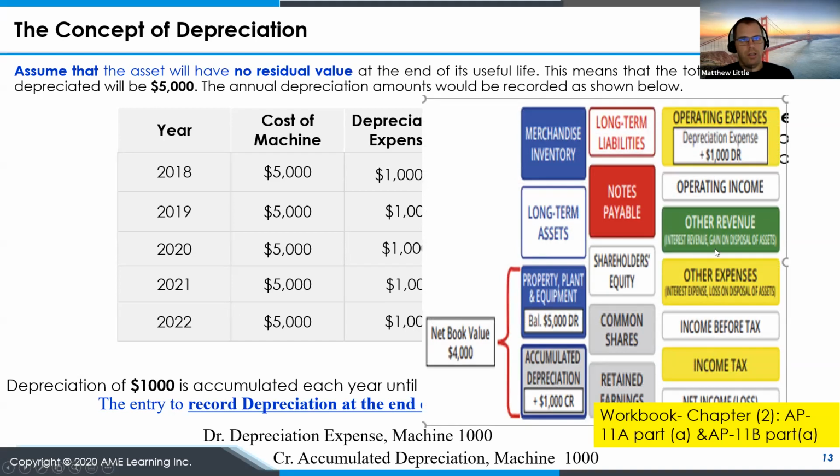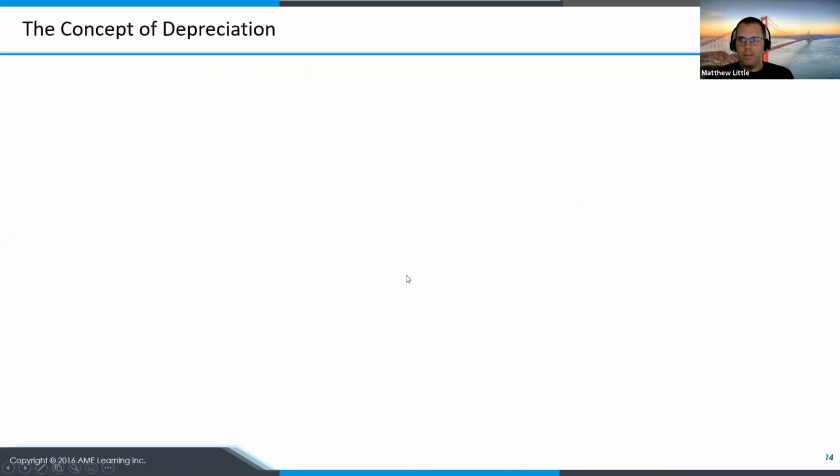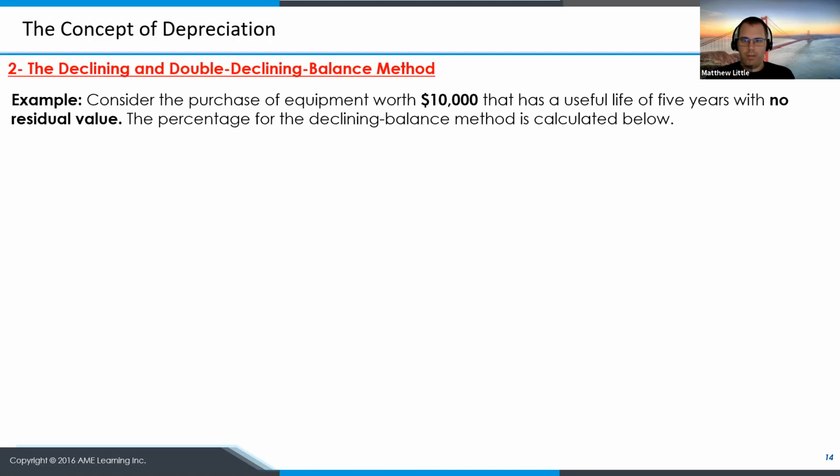So this is just a little worksheet showing that net book value after 1 year would have $4,000, just to show you what that would look like. So a reminder, accumulated depreciation is what we call a contra account to the capital asset accounts. All right, so next we'll jump over to the declining and double declining balance.